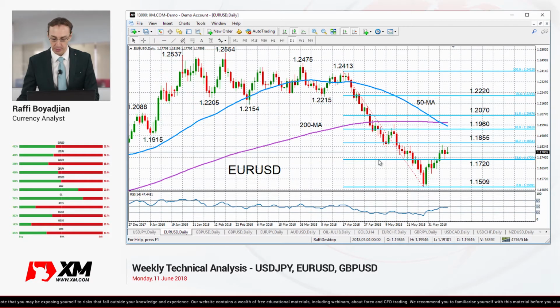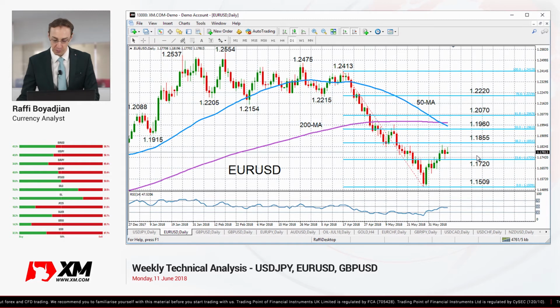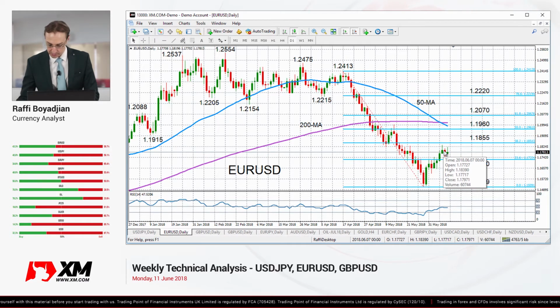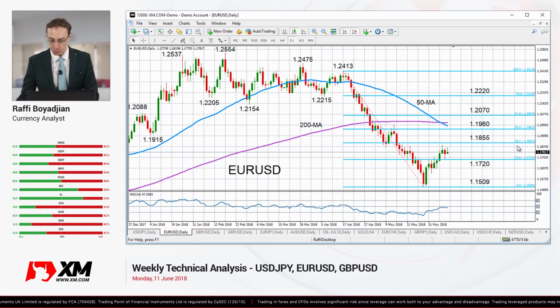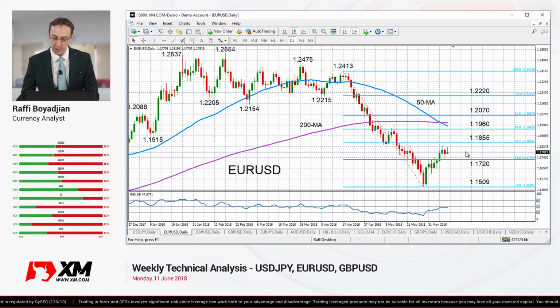Let's now turn to euro dollar. We can see there is a decent upside correction going on there following that 10-month low of 1.1509 from back at the end of May. So the euro dollar pair, the uptrend halted at 1.1839. That's just below the 38.2% Fibonacci retracement of the downleg from 1.2413 to 1.1509.